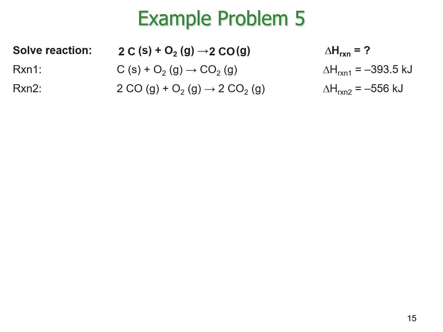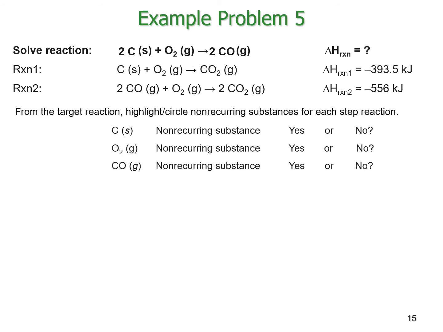All right, so same question here. Remember, our first step is to find out the non-recurring substance. What we need is we find at least one non-recurring substance for each step reaction. Remember, non-recurring substance must come from our targeted reaction. So we call it carbon, oxygen, CO. Those are the 3 substances we get from the target reaction.